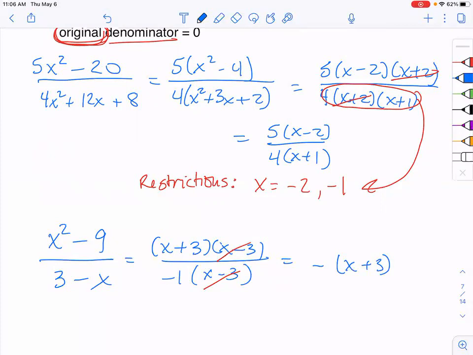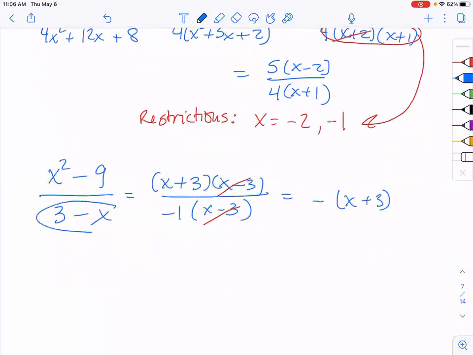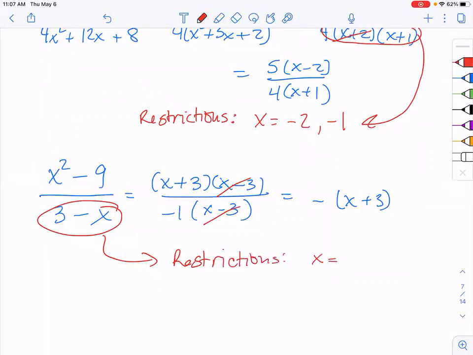Are there any restrictions here? We have to go back to the original. It doesn't matter what you have in the final answer. If you can't plug it into the original, you can't plug it into the simplified version. So look at the original and say, what would we not be able to plug in right here? Is it 3 or is it -3? X can't be equal to +3 because +3 is the thing that would make it equal 0. Make sense?